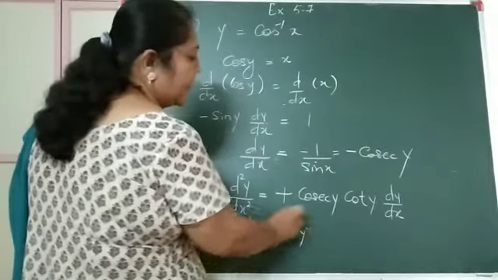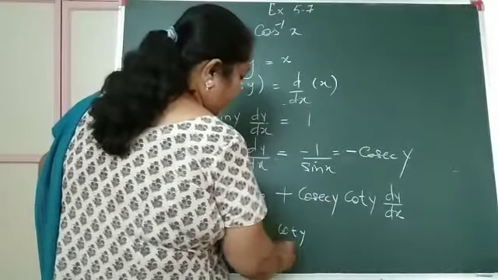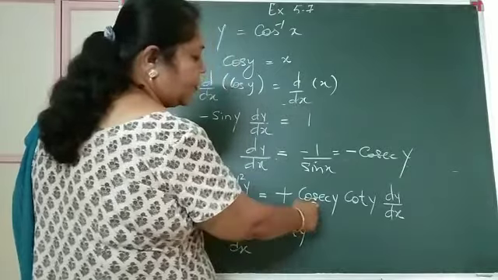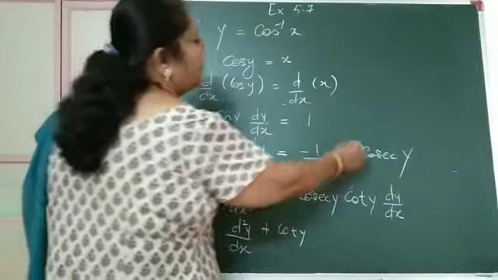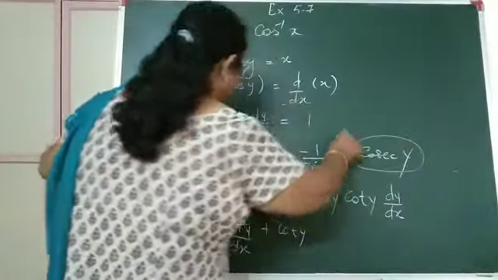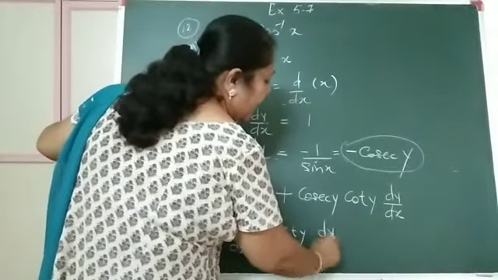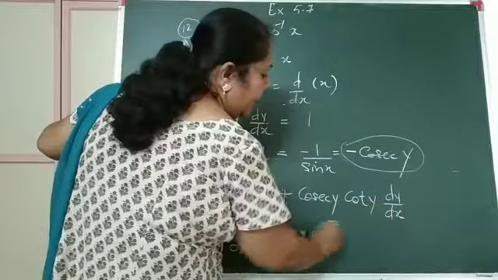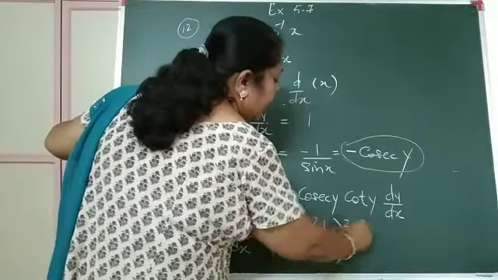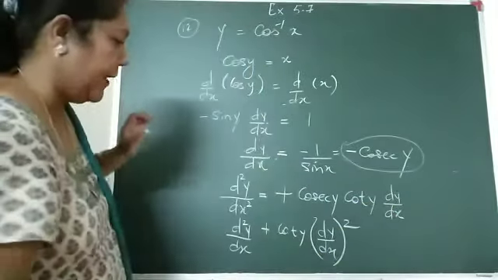This minus term, I take it with cosec y. So if I take that minus term with cosec y, so I know that this minus cosec y was dy by dx. So I have into dy by dx and one more dy by dx. So that will become dy by dx the whole square.